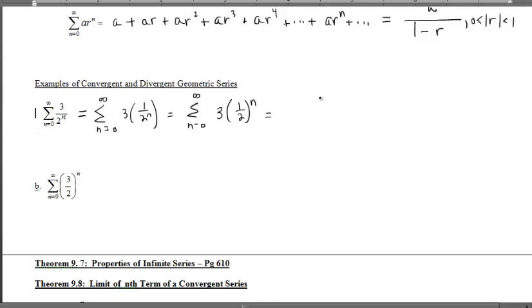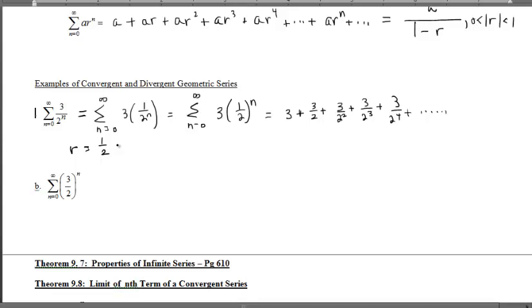So if n is 0, I'm going to have 3, plus, if n is 1, 3 times a half, or 3 halves. If n is 2, coming back to the first one, that's 3 over 2 squared, 3 over 2 cubed, 3 over 2 to the 4th, and so on. And from any part of this, you can identify the common ratio to be a half. So it's going to converge.